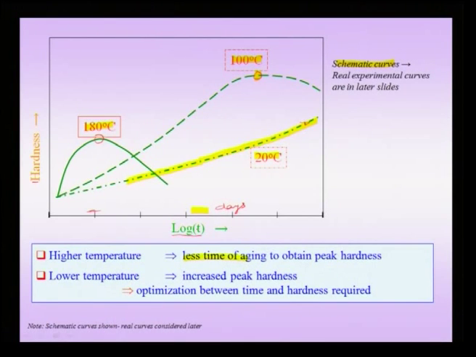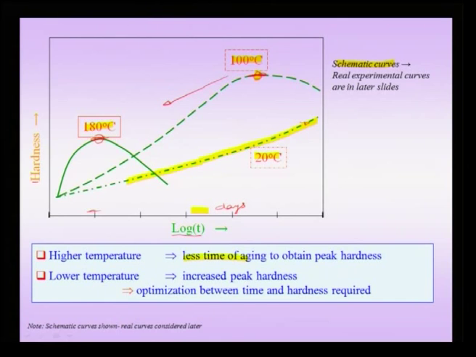Now, the second thing to be noted from this graph, apart from the fact that the higher the temperature, the shorter the time for peak hardness to be obtained, as we noted from here to here, is that the peak hardness itself is less. That means, if I age at a lower temperature, then I get a higher peak hardness. So, at 100 degrees Celsius the peak hardness is higher than at 180 degrees Celsius, where my peak hardness is lower.